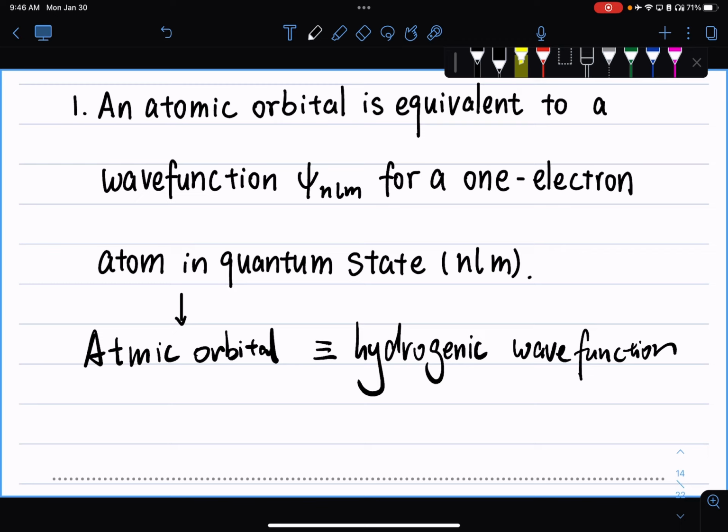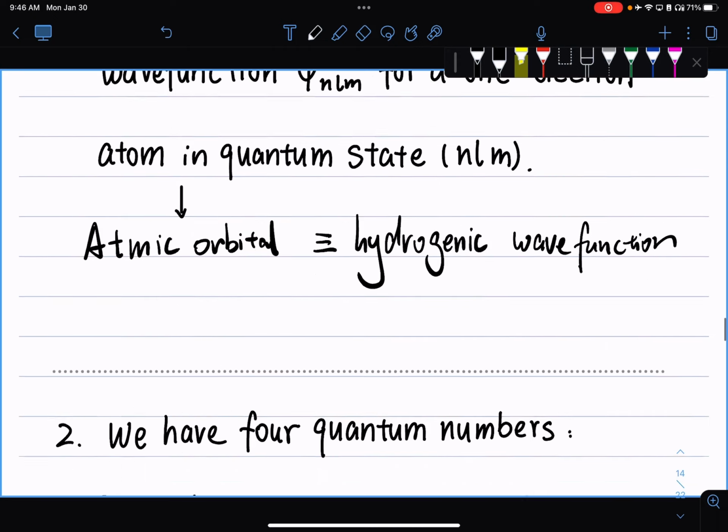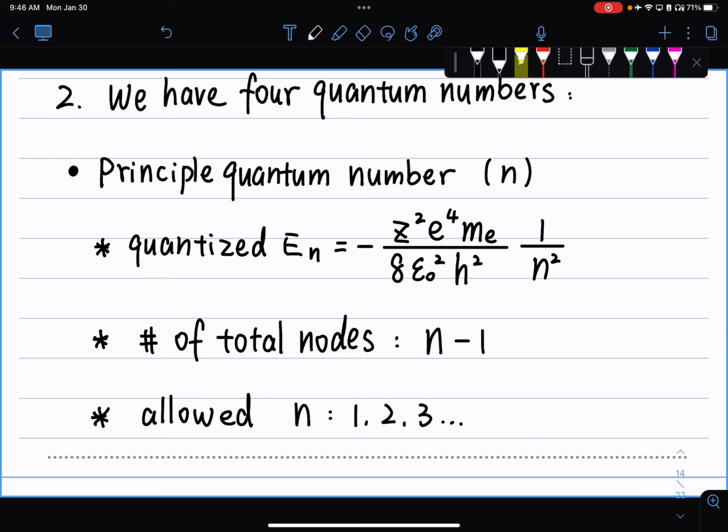And for all electrons, we have four quantum numbers to describe them. We have the principal quantum number n that tells you the quantized energy levels. This part is just the Rydberg, and we have Z squared over n squared. The total number of nodes is given by the principal quantum number n. The total number of nodes, including both radial and angular, equals n minus 1. The allowed values for the principal quantum number are all positive integers: 1, 2, 3, and so on.